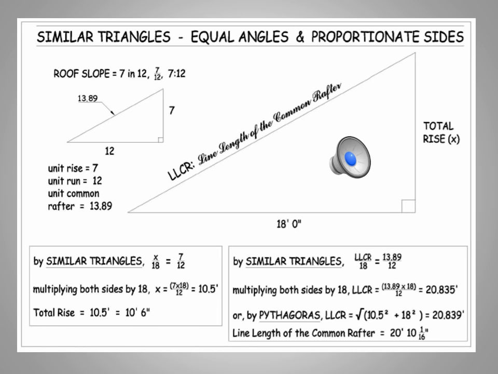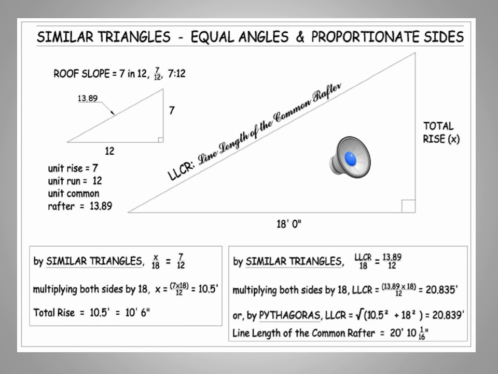Now there are two ways we can figure out the line length of the common rafter, which is the slope where the rafter will go. One way is our triangles. We can say the ratio of the line length of the common rafter to the total run, which is 18, is the same as the ratio of the unit common rafter, 13.89, to 12, which is the unit run. So again, LLCR over 18 is equal to 13.89 over 12. Now we multiply both sides by 18, and we find that the line length of the common rafter is 13.89 times 18 over 12, which is 20.835 feet.